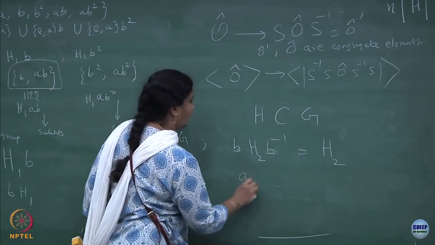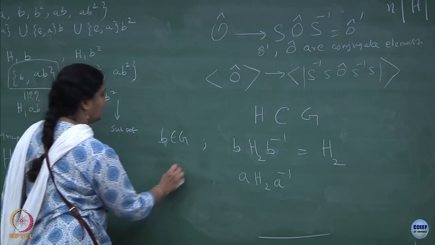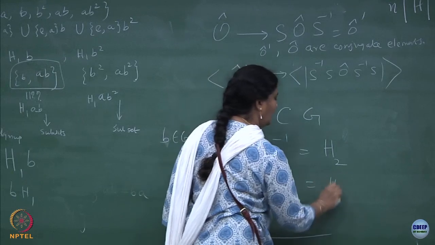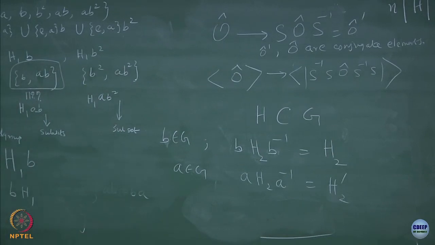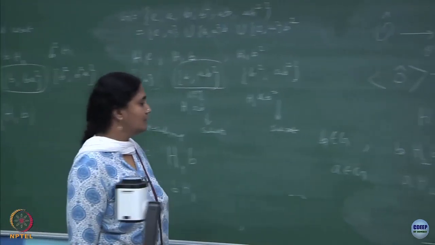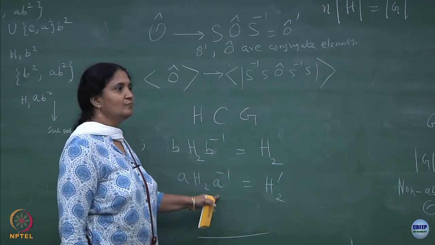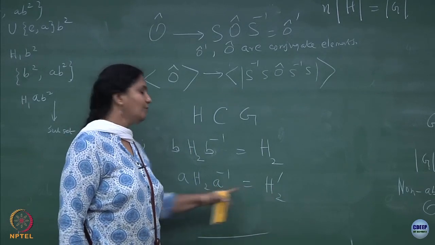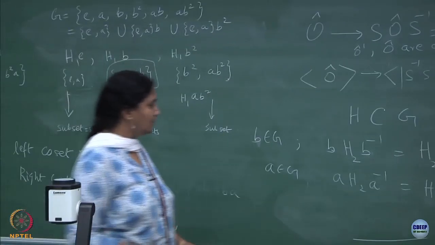If I take A H2 A inverse, where A is an element of G, then what do we get? You could get a new element, which I am calling H2 prime. Fine? Is that right? So, whatever happens here will be a subgroup conjugate to H2. Do we find anything like that here? You can check which are the conjugate elements. So, let us do it.